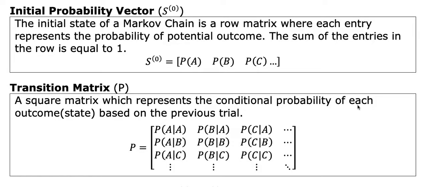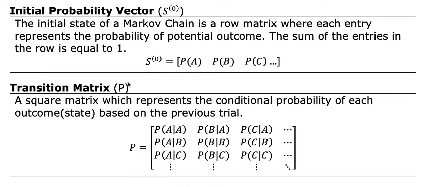So we're going to learn some definitions first, and then we'll see this applied to a problem. It'll help with the context after we know all of the definitions. So the initial probability vector. The initial state of a Markov chain is a row matrix where each entry represents the probability of a potential outcome. The sum of the entries in the row is equal to 1 because each of these different outcomes that are possible is represented by event A, event B, and event C. So this is what it is initially to start.